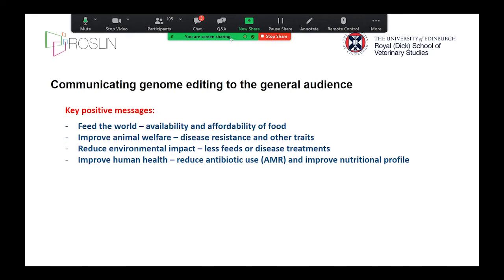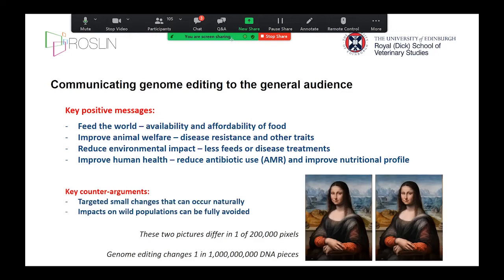There are some people who will argue against genome editing, even despite the key positive messages. I think probably the thing we should say to defend it is that the small changes that occur can occur naturally. They are naturally present in the population many times, and it's not a different process than what happens through evolution all the time. Right? I have two pictures here that I like to present when I teach genome editing at the university.